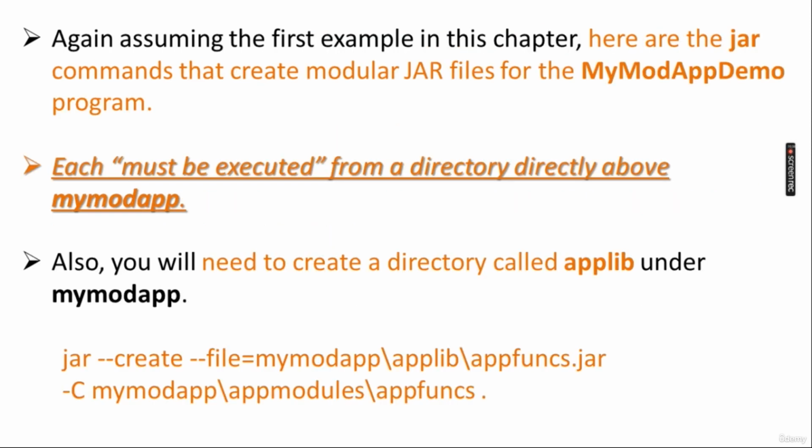Now we will see the example. Again, assuming the first example, here are the jar commands that create a modular JAR file for the MyModApp demo program. It must be executed from the directory directly above MyModApp. Also, you will need to create a directory called applib under MyModApp. So under MyModApp, you have to create this folder applib. jar --create --file=MyModApp/applib/appfunctions.jar -C MyModApp/appfunctions.